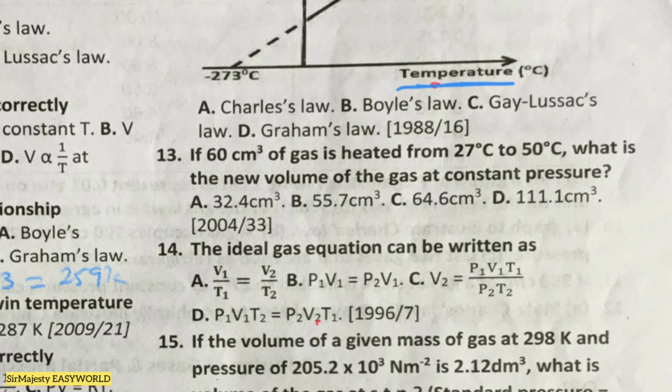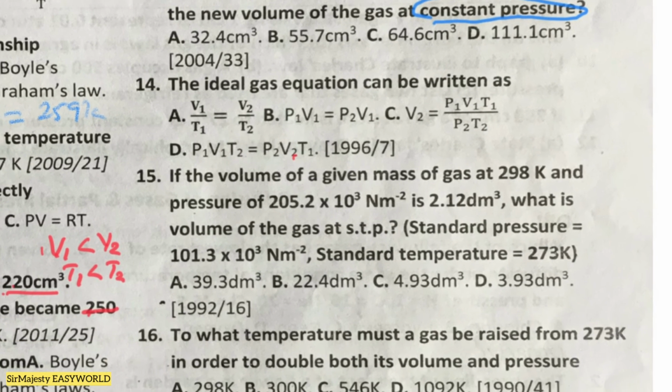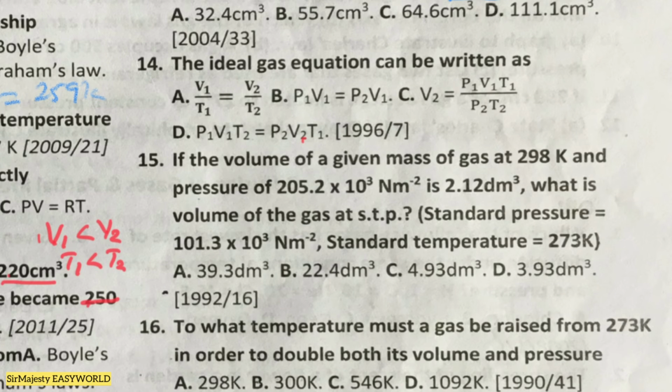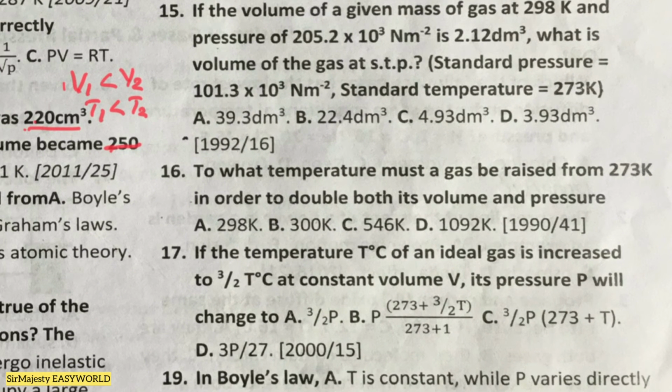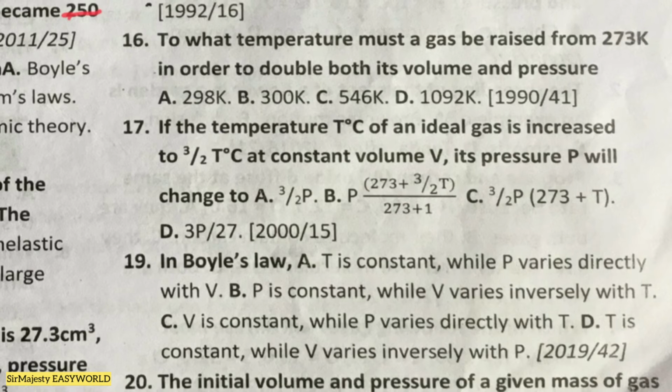Then number 13 says, if 60 cm cube of gas is heated from 273 to this, what is the new volume of the gas at constant pressure? Constant pressure. They have even mentioned it, telling you to use Charles' law. But if they say constant temperature, you use Boyle's law. Now, the ideal gas equation can be written as, we'll handle that one alongside Charles' law. If you understand Boyle's, Charles' law is a walkover. Question 15: if the volume of a given mass of gas at constant temperature and volume, that's Charles' law. Number 16: to what temperature must a gas be raised from 273 in order to double both its volume and pressure? That's the general gas equation. It will come later with Charles' law.